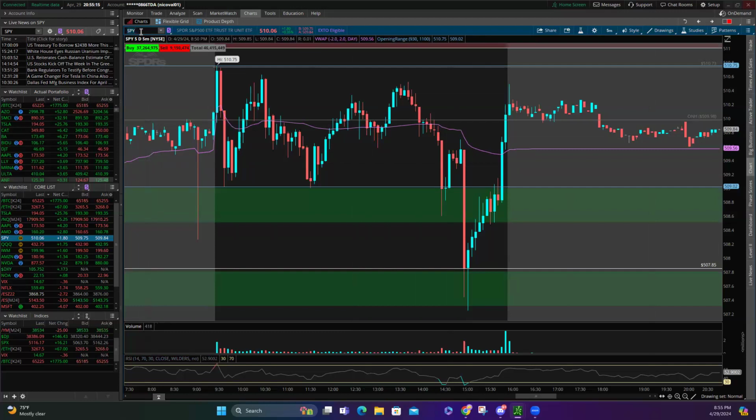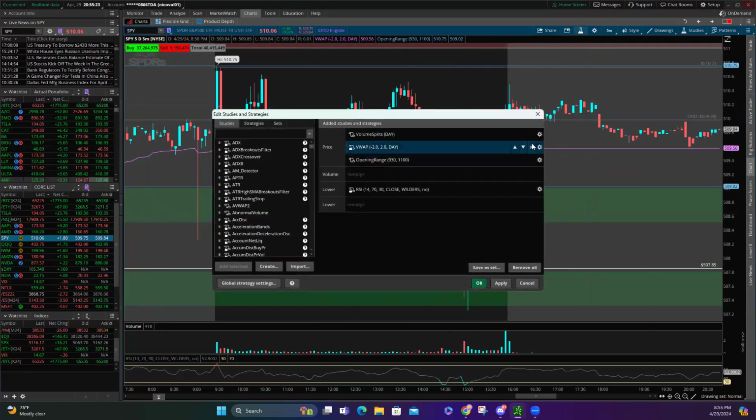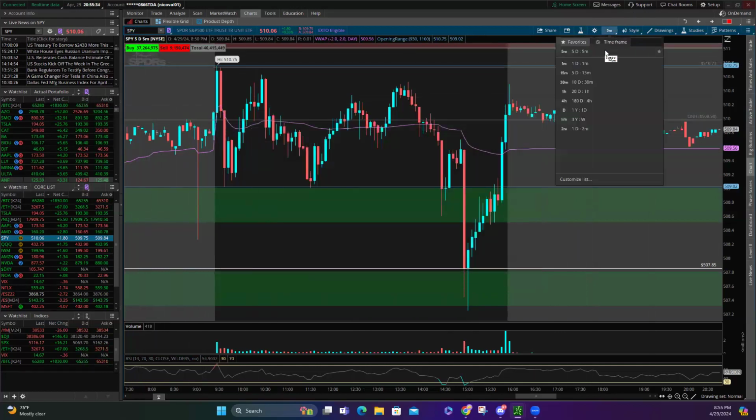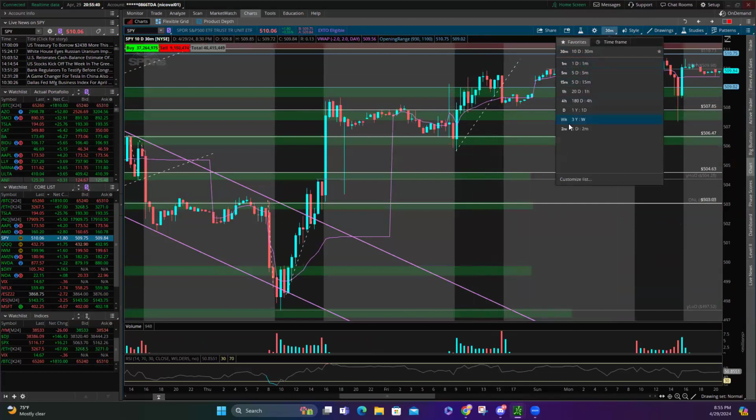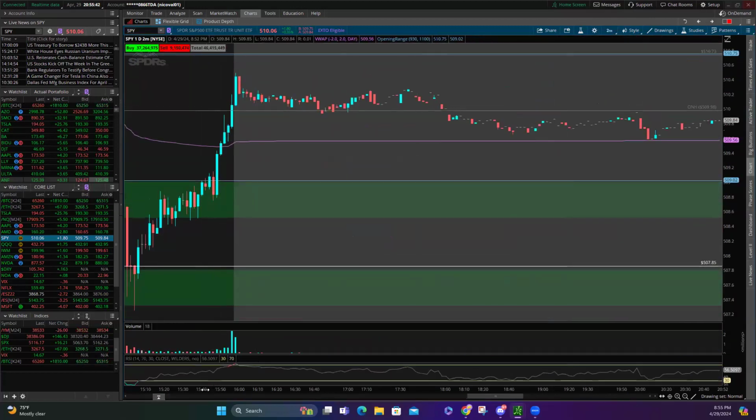VWAP will adjust to the price of the time frame that you're watching it. VWAP normally is set, when you go into your VWAP, to -1 and +1 in the day on your standard deviation. So it's set to that and will adjust to your price action. If you go from here to my 30 minutes, it will adjust to the candles' action. And then if I go to the 2 minutes, same thing, it's going to adjust to the action.